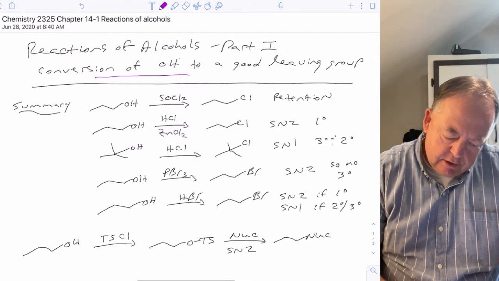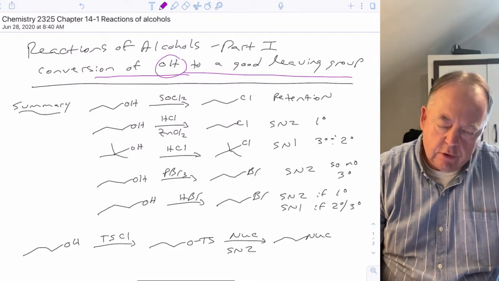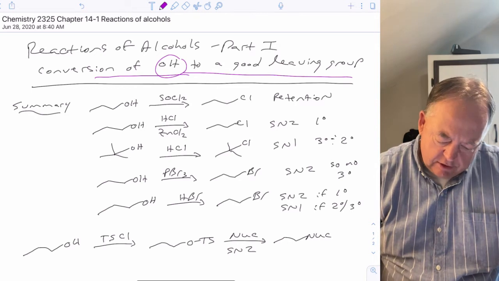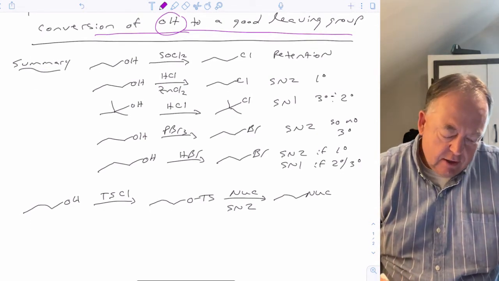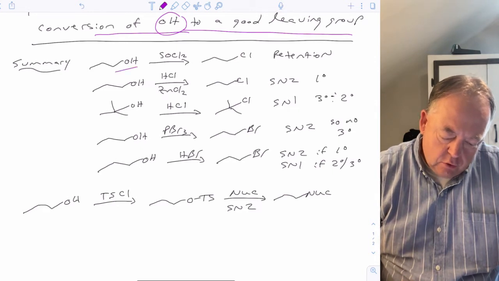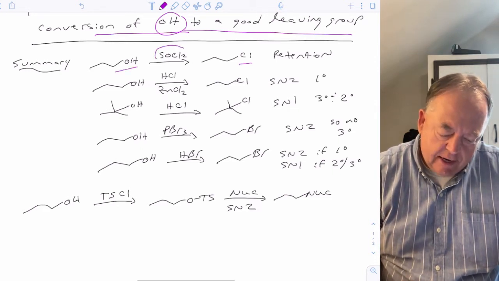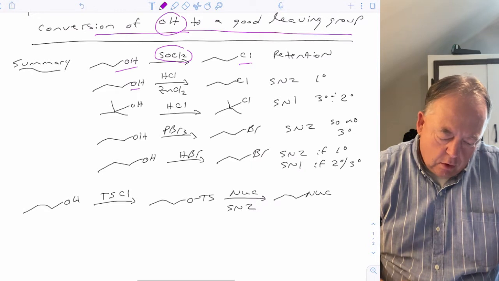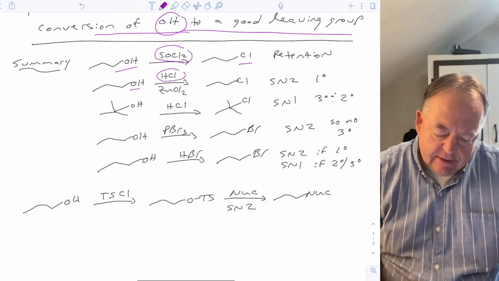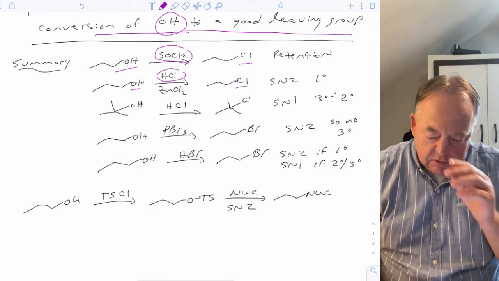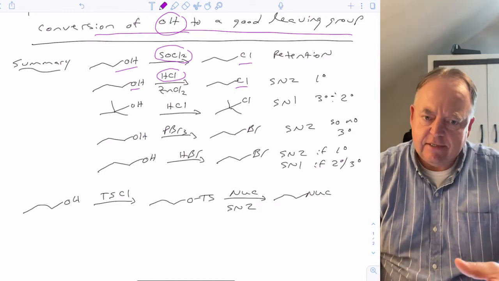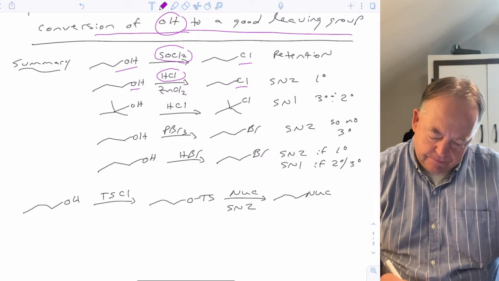and basically change the OH into a good leaving group. And so we'll look at several reactions that do that. So I just summarized the reactions here at the start. We can convert an OH to a chlorine using this reagent called thionyl chloride, or using hydrochloric acid, we can change that to a chlorine. And depending on whether it's primary, secondary, or tertiary, that changes the mechanism, as we'll talk about.